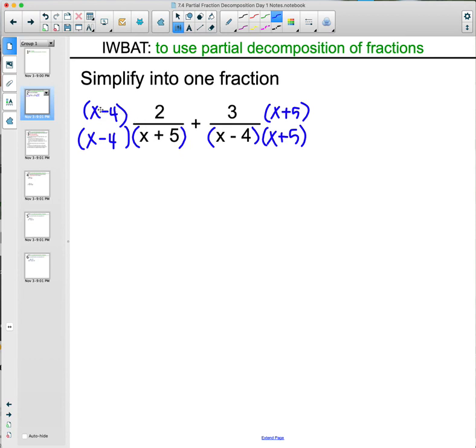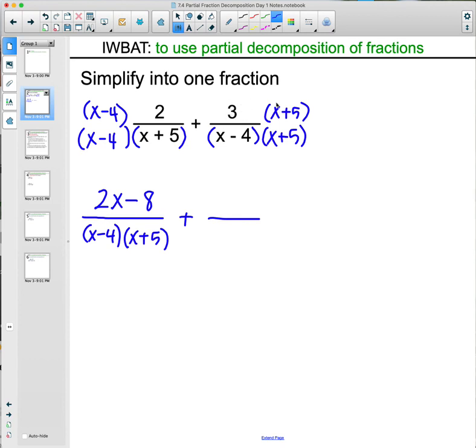Now you're going to simplify. In this one, I would distribute the 2 into both of these, so I would get 2x minus 8. And then I'm actually not going to multiply out the denominator. I'm just going to leave it as x minus 4, x plus 5. If I needed to combine them, I would. When we're adding fractions, you add the tops when the bottoms are the same, so we won't actually need to have the bottoms multiplied out.